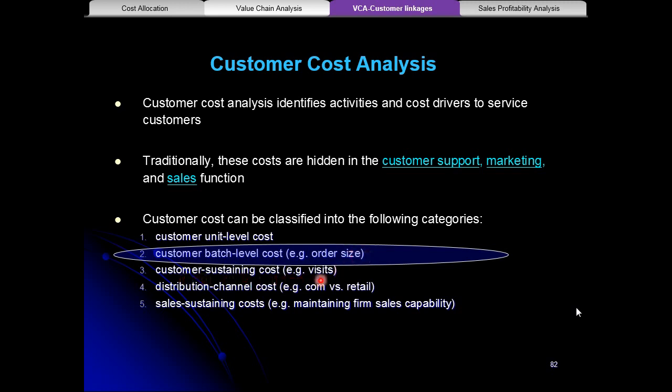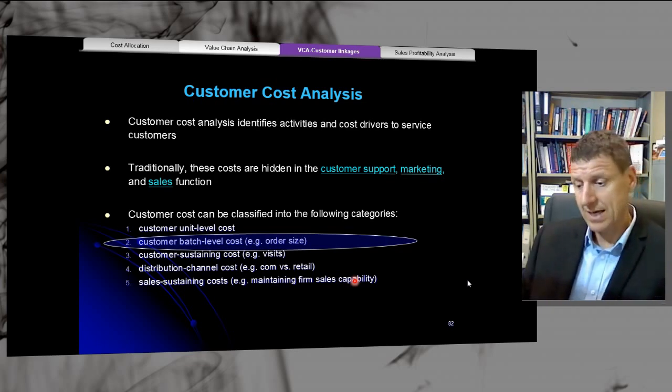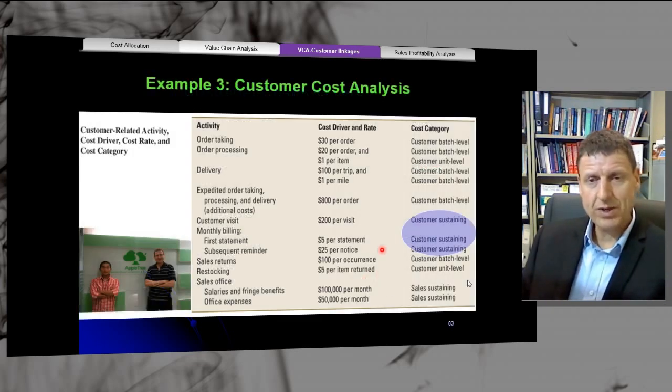What about customer sustaining costs? Visits to the customers to make sure they're okay. Yes. Distribution channel costs, commercial versus retail. And sales sustaining costs, maintaining firm sales capability. A little bit more difficult to allocate, but you put them in and allocate them anyway, depending on the purpose of your allocation. More about that later. So let's have a look at what we got.